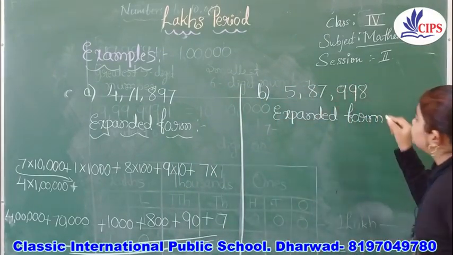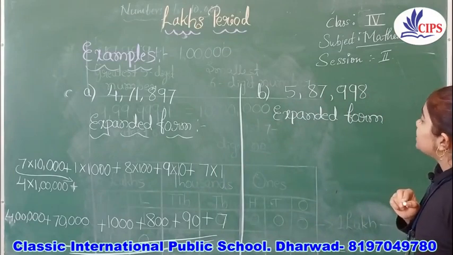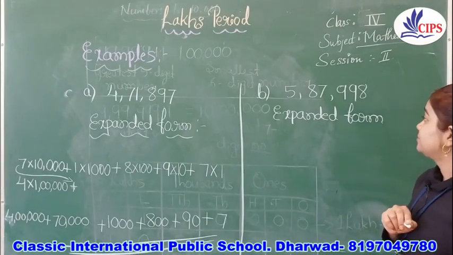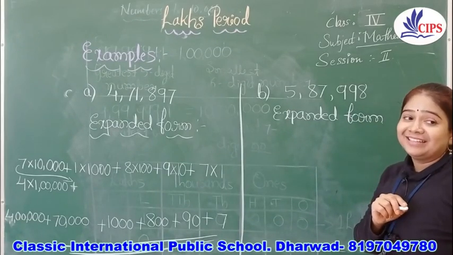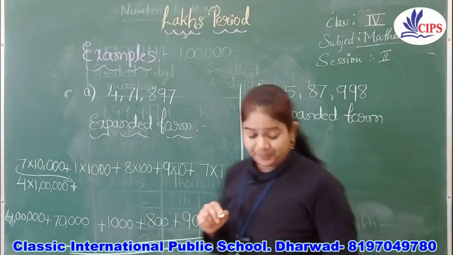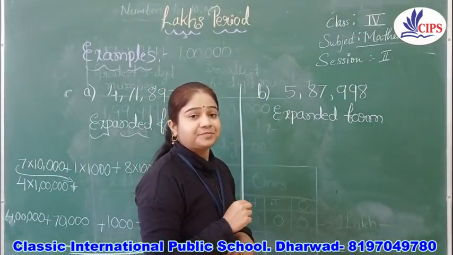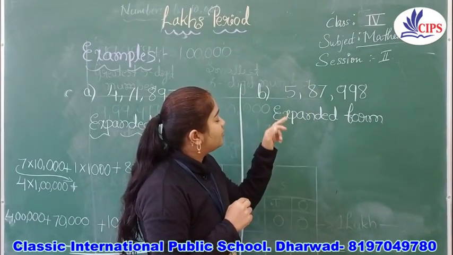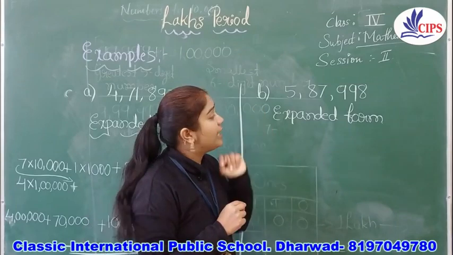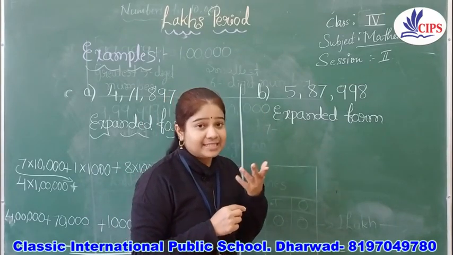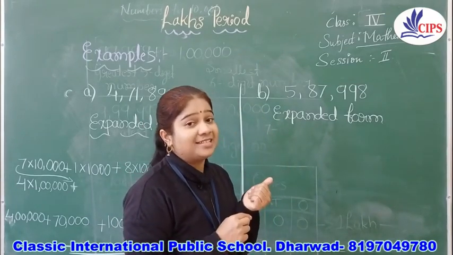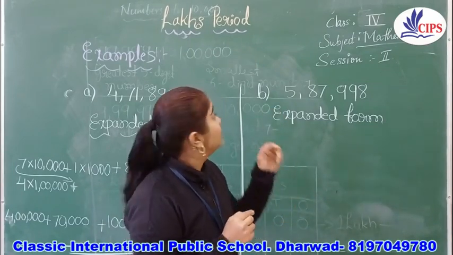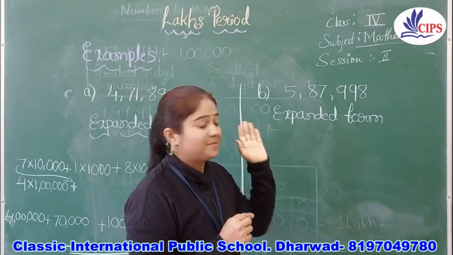See here. Can you tell me which number is there in the thousand place? Yes? Which number is there? So, 7. Right? 7 is there. And can you tell me the place value of the 5? Yes? Guess. Think and tell me the answer. It is, 5 is in the lakhs period. Yes? Okay.